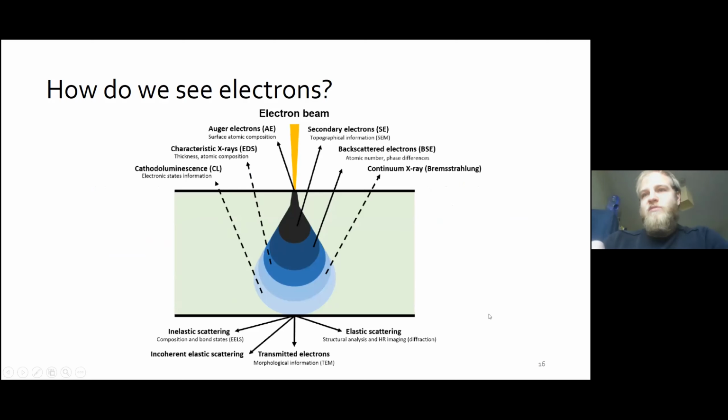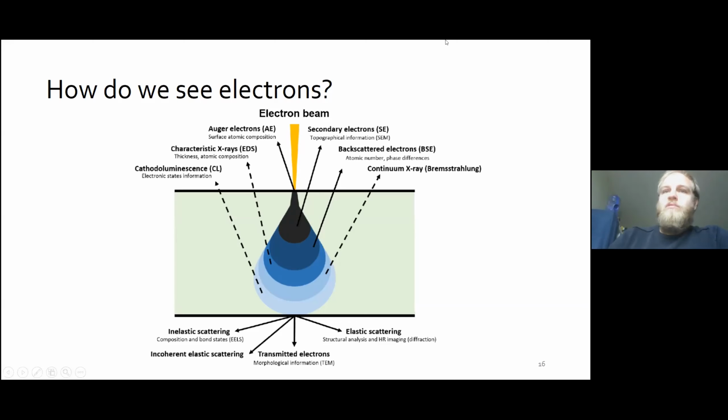In this case, we have a thin specimen. So this could be something sitting on a TEM grid. We have different interactions happening at different depths. So if you look at SEM, most of the electrons that you're looking at will be what we call secondary electrons. They're electrons that get knocked out by the incoming electrons. They come back out again, and they give us morphological information.